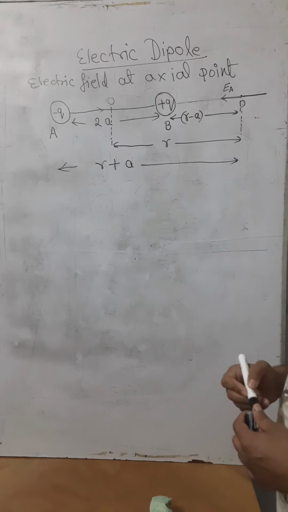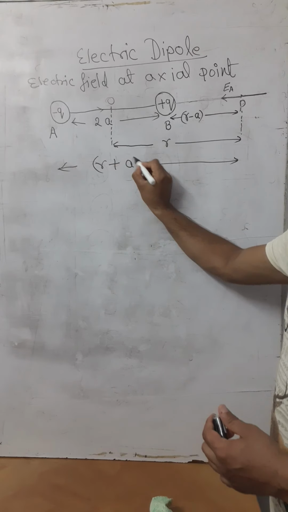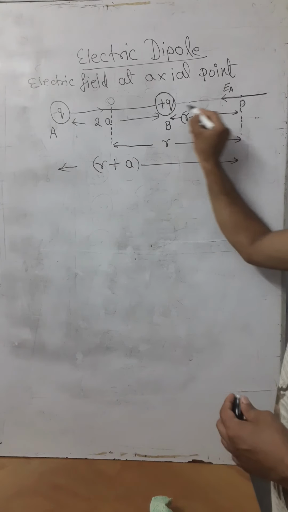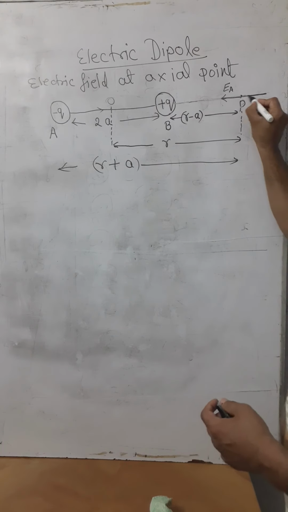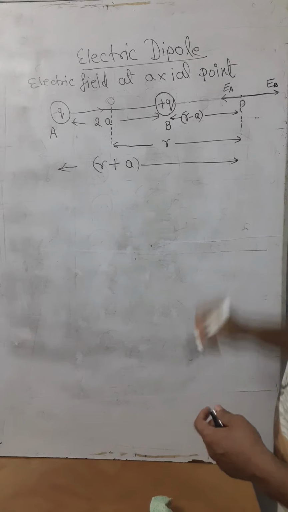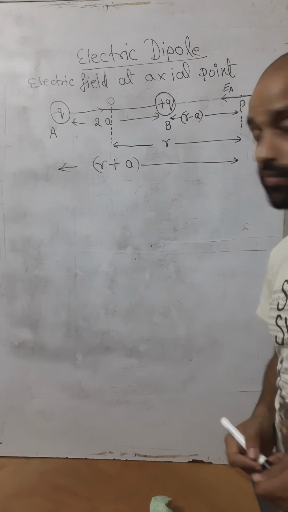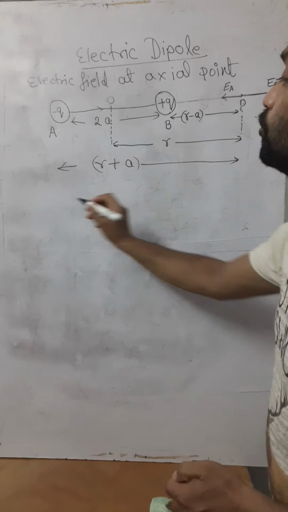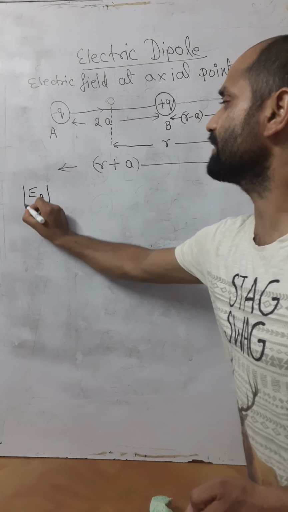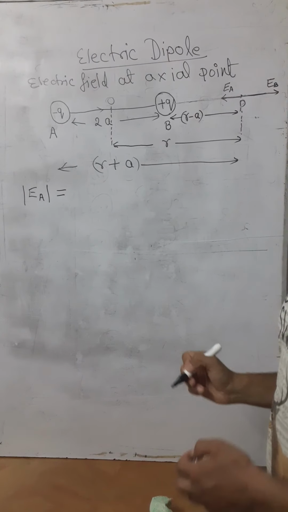Look, this is the distance. Obviously this distance is smaller, so the electric field is bigger. So the EB vector is bigger, right? Now according to the law, I am talking about the magnitude right now.